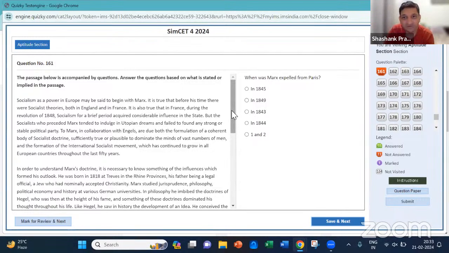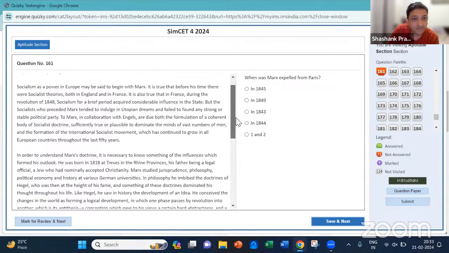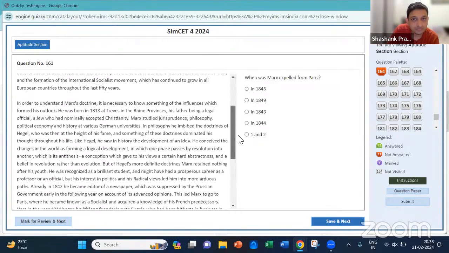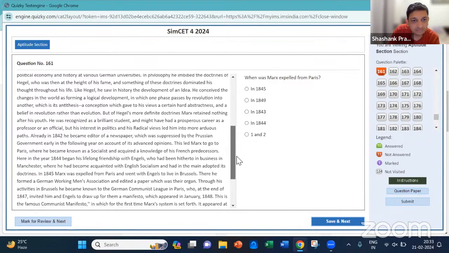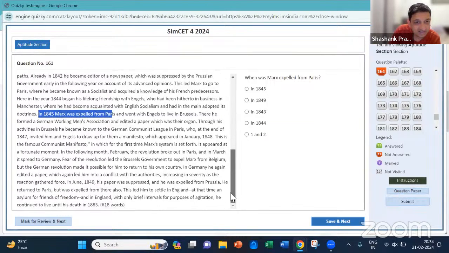When was Marx expelled from Paris? Now, this is something that I can find out, hopefully. In 1845, Marx was expelled from Paris. So 1845 is definitely right, but did he do something in 1849 too? In 1849, he was expelled from Prussia. So 1845 is my answer.